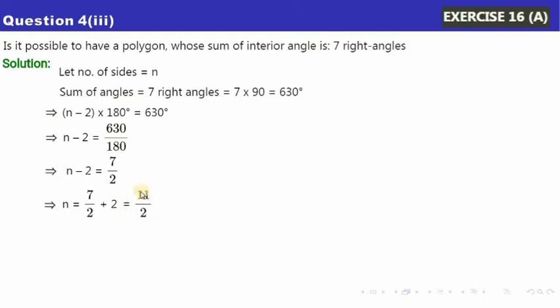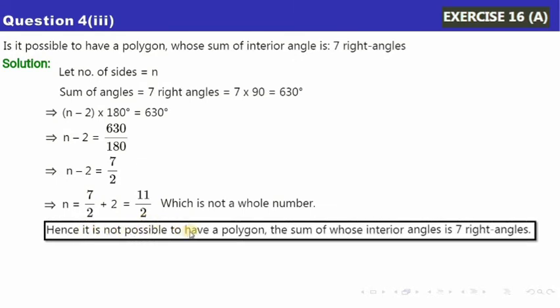Now this is a fraction, isn't it? That's what I was talking about in the earlier problem. So n turns out to be a fraction in this case, so it is not a whole number. Whenever n turns out to be a fraction, it is not possible to have such a polygon where the sum of the interior angles is 7 right angles. I hope this is clear to you. You may pause the video and note down your solution.